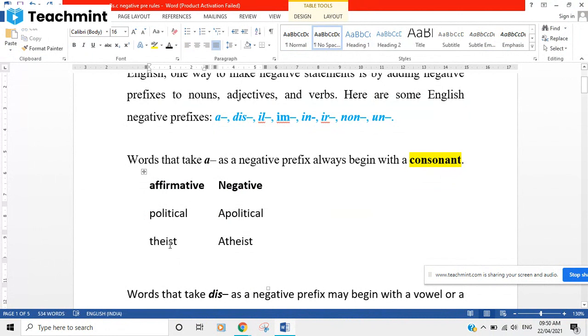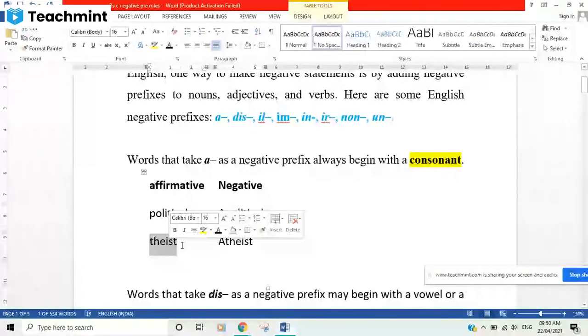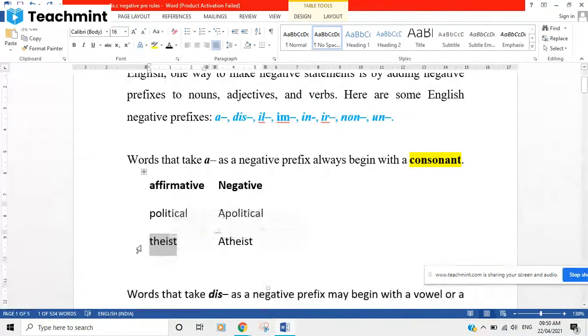Now, did you understand this? Where will you use the negative prefix a? Yes, when there is a consonant sound, not before a vowel sound.